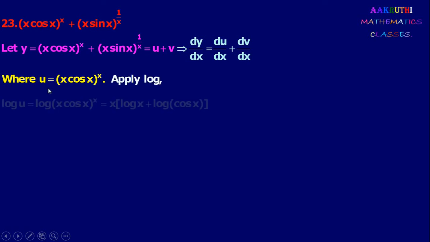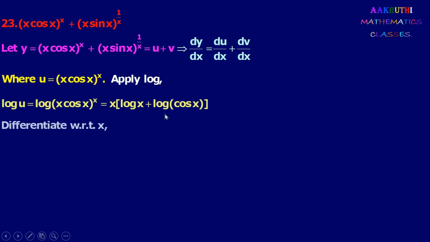Apply log on both sides, we get log u equal to log of (x cos x) to the power x, and we can take x as coefficient, we can write it as x into log of x cos x. Again we can simplify log of x cos x, it is of the form log a into b. Log of a into b can be written as log a plus log b. So therefore log of x cos x can be written as log x plus log of cos x. So it is x into (log x plus log of cos x).